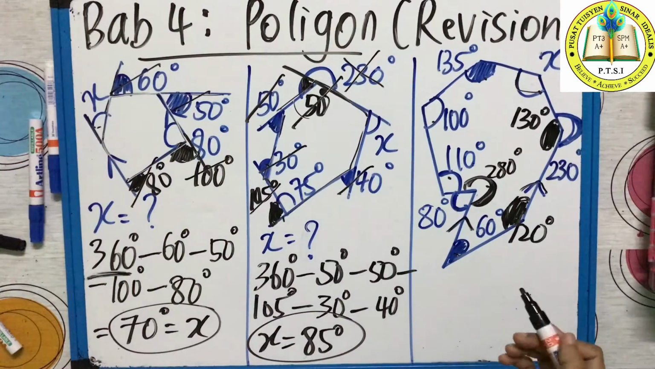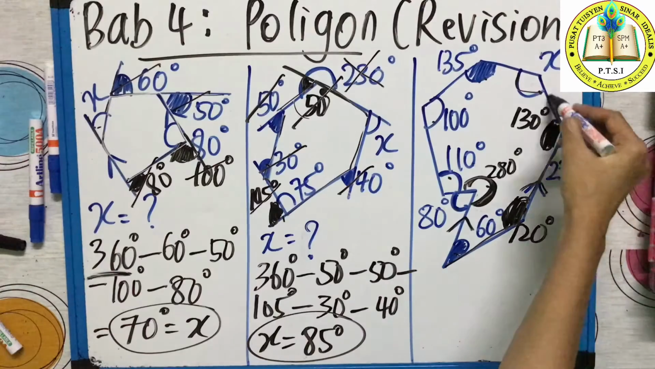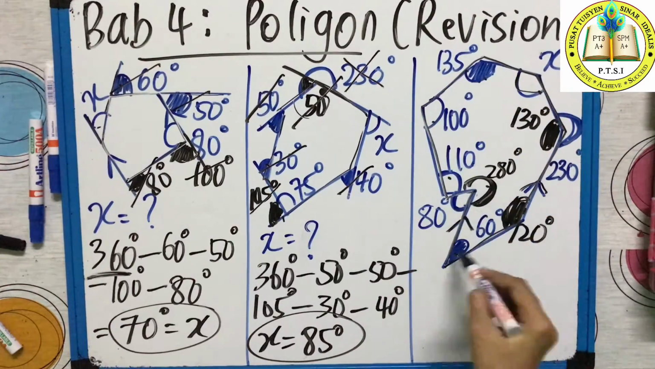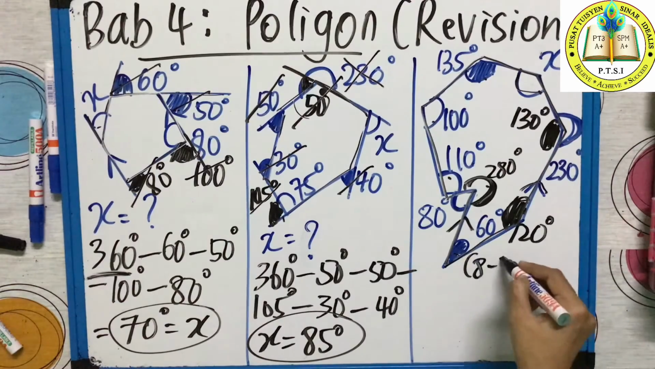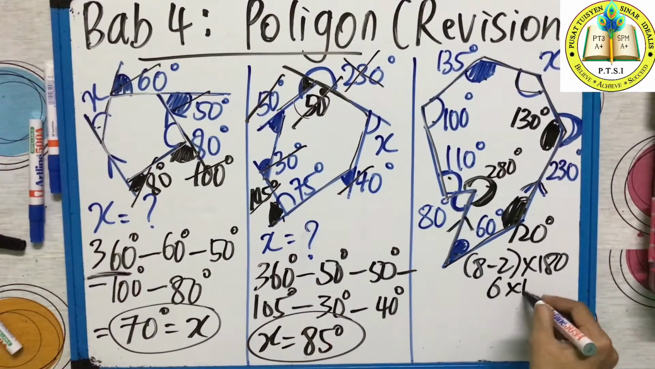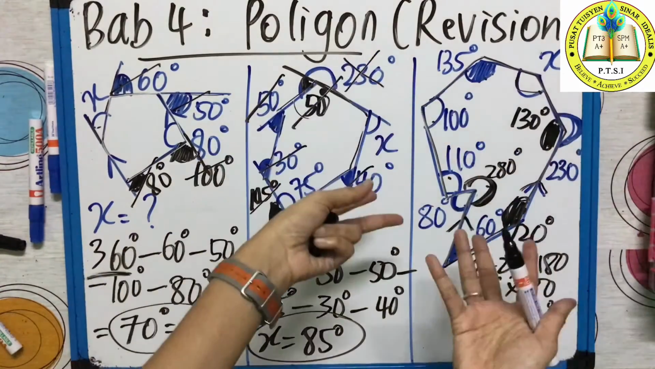Okay, so when you use n minus 2, how many sides do you have here? 1, 2, 3, 4, 5, 6, 7, 8. So 8 minus 2 times 180. So 6 times 180. How much do you get? You get 1080 degrees. Now with the 1080, what is supposed to do, class? Minus everything lah.